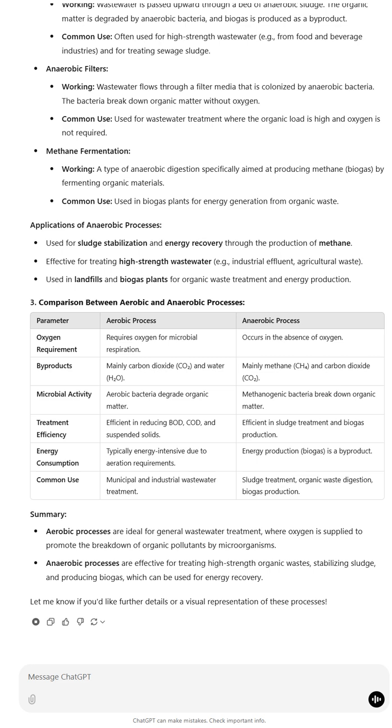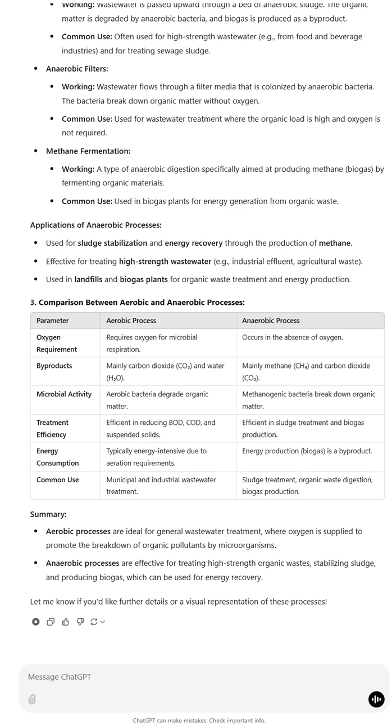Byproducts. Aerobic: mainly carbon dioxide, CO2, and water, H2O. Anaerobic: mainly methane, CH4, and carbon dioxide, CO2. Microbial activity. Aerobic bacteria degrade organic matter. Methanogenic bacteria break down organic matter. Treatment efficiency. Efficient in reducing BOD, COD, and suspended solids. Efficient in sludge treatment and biogas production.